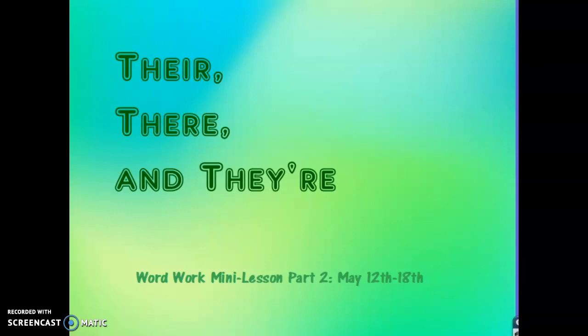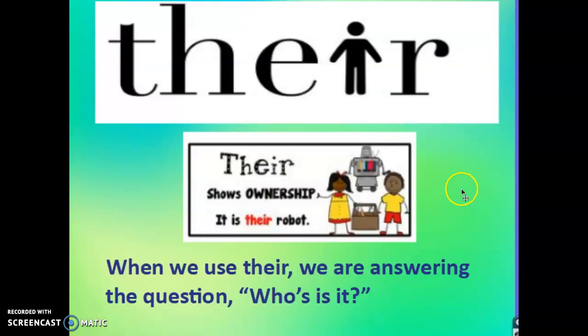I'm going to share with you a couple visuals that have always helped me remember the difference between the three theirs. So for the first there, it's spelled T-H-E-I-R, and it shows ownership. And when we use it, we're asking the question, whose is it? In this visual, they have replaced the I with a person to remind us that this there shows ownership.